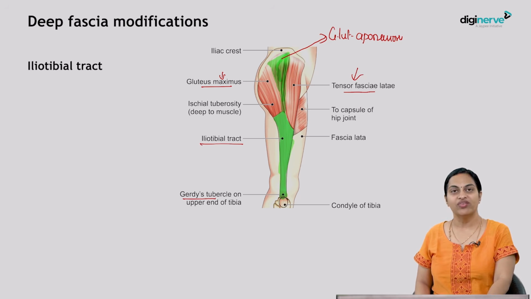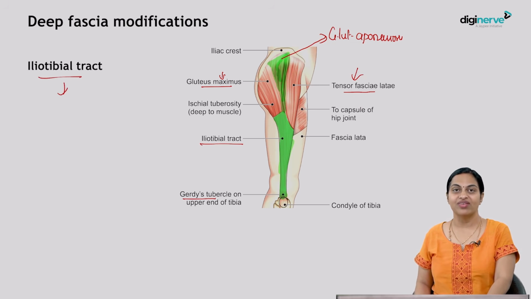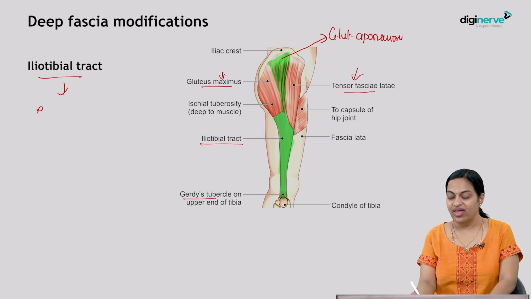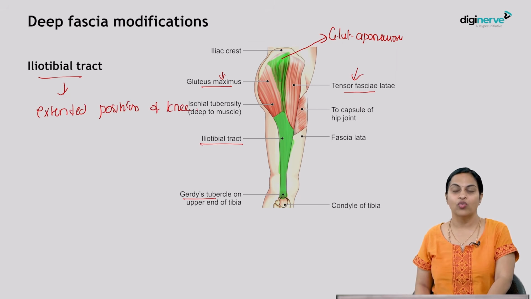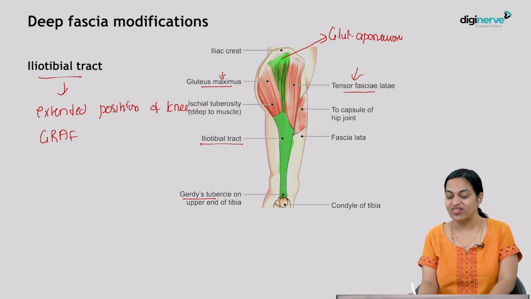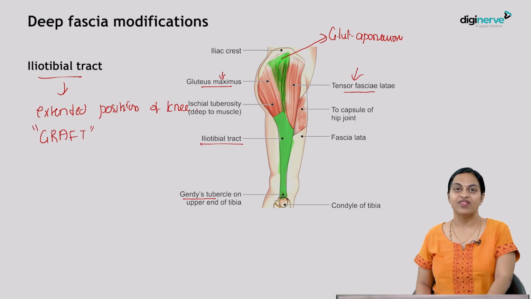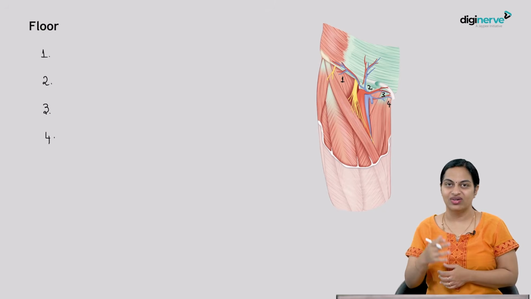Can you tell me what are the functions of this iliotibial tract? This iliotibial tract is responsible for maintaining the extended position of the knee joint. It supports the knee during standing or walking. And more important, it is frequently used as a graft for surgical repair to fill any defect in lower limb surgical procedures.